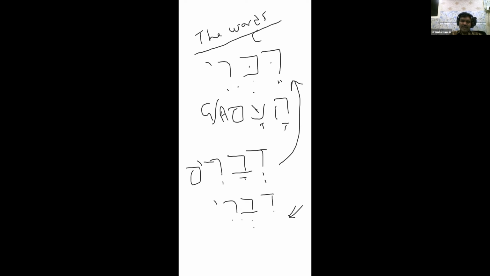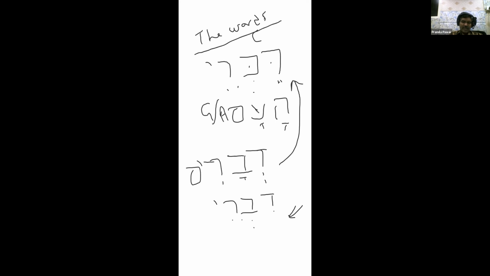Normally, it is reduced to Shiva. But two Shivas cannot begin a syllable. In such a case, this Shiva is heightened to Hirek.